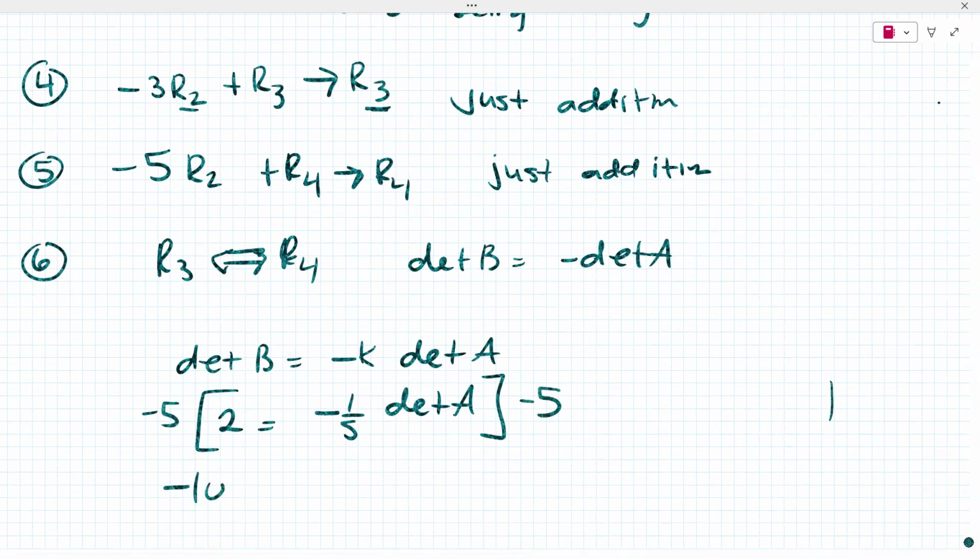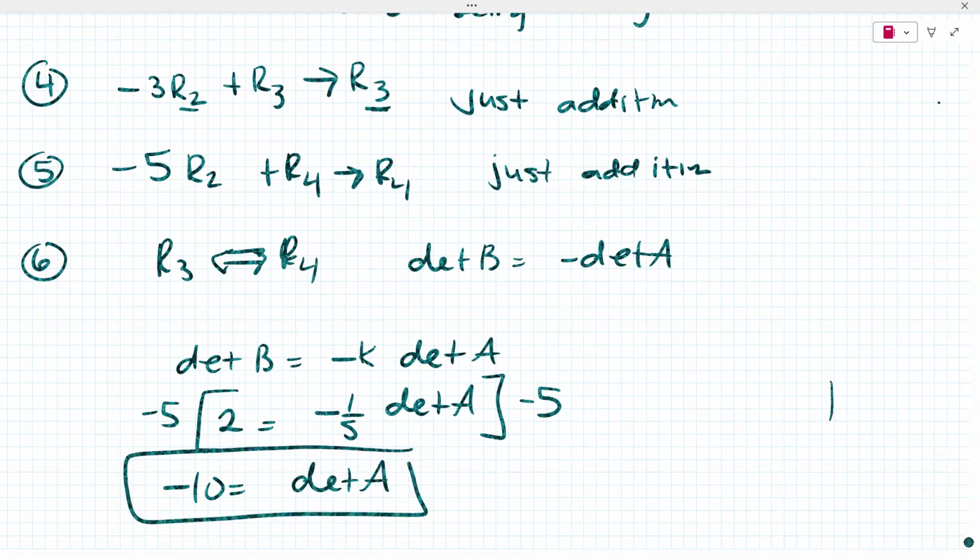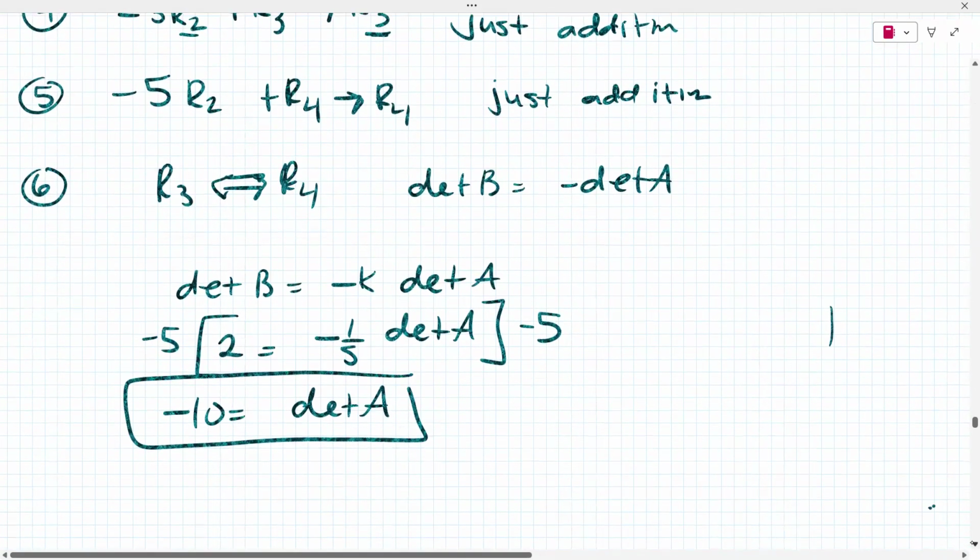So that's negative 10 equals determinant of A. So determinant of A is negative 10. Okay, let's move on to 15.